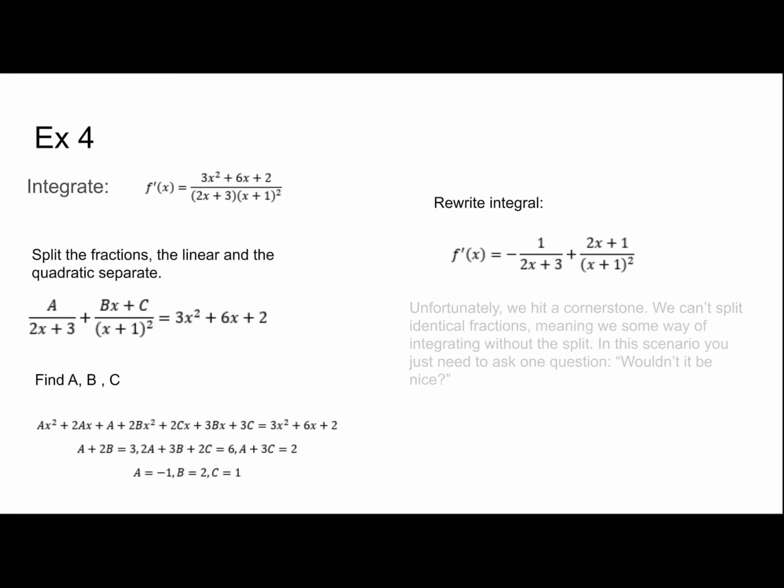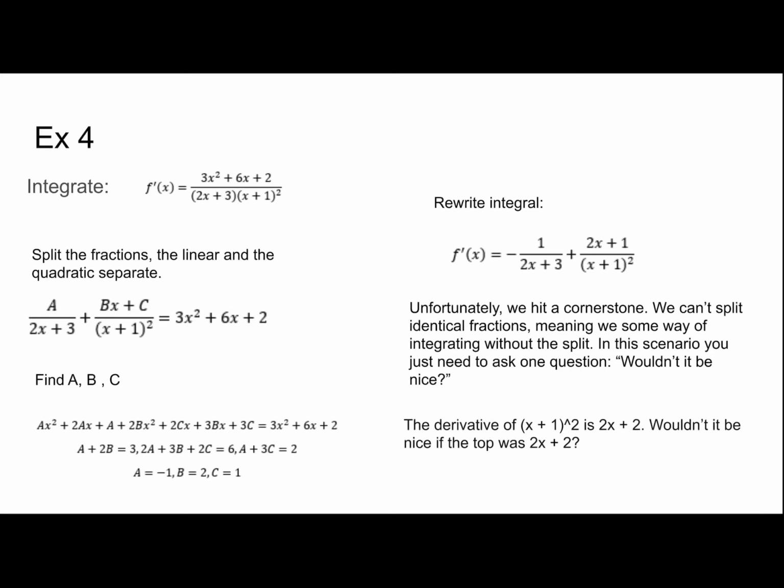So notice that the denominator is x plus 1 squared. The derivative of x plus 1 squared is 2x plus 2. So wouldn't it be nice? Remember, ask yourself that question. Wouldn't it be nice if the top was 2x plus 2?